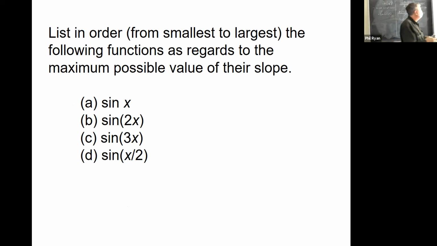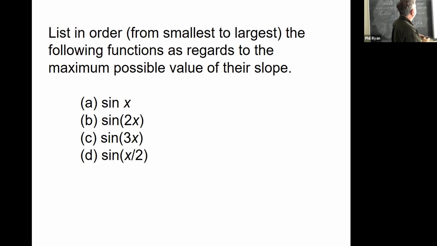Matt, here's a question from you. So here we've got 4 things, and I want you to put them from smallest to largest in order of the maximum possible values of their slope. Does it go C, D, A, D? Hang on, I've got to write this down. So what did you say? C, B, A, D. Oh, C, B, A, D. Sorry. There you go.